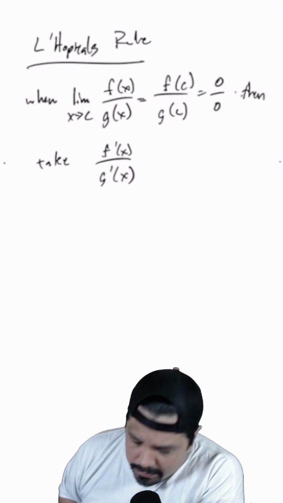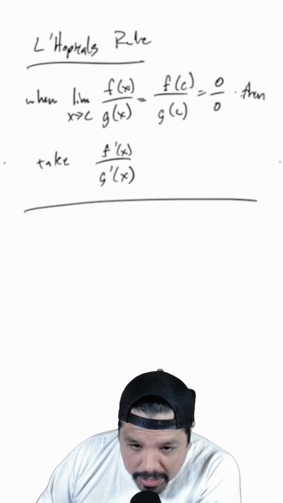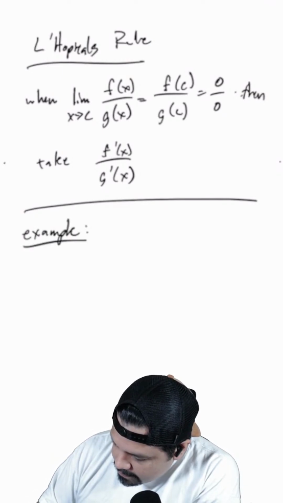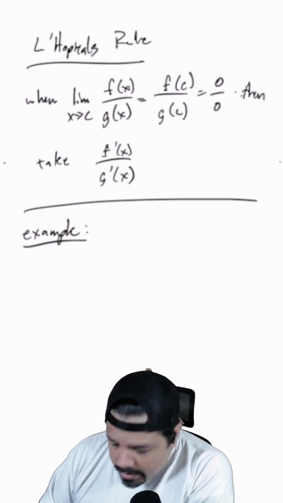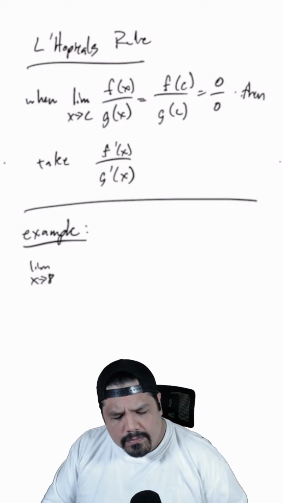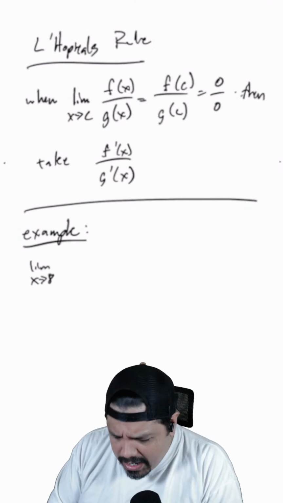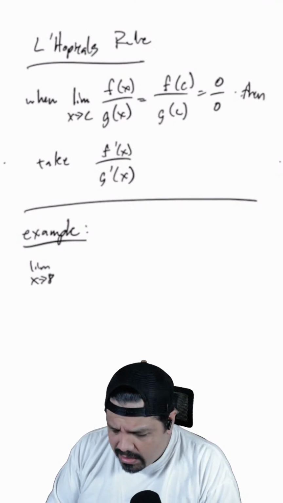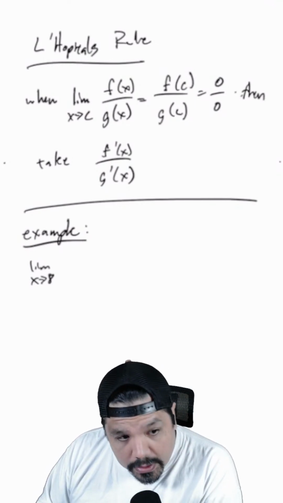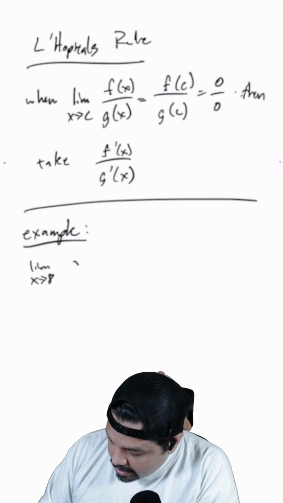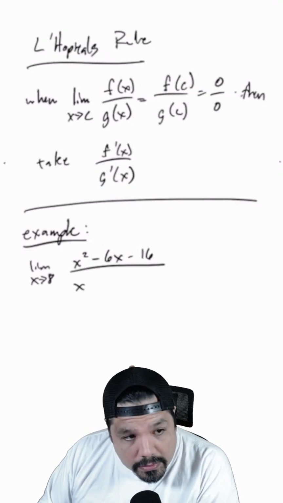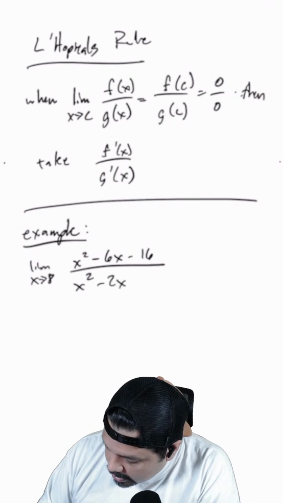One example might be, look at something like this. Let's say we take the limit as x approaches 8. But you say, why? Why 8? What does that even mean? Well, let me show you. How about we do this? The limit as x squared minus 6x minus 16 over x squared minus 2x minus 48.